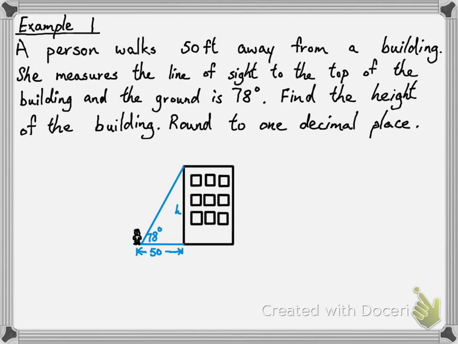We begin to think of what trigonometric function of the angle will use the opposite side and the adjacent side. Correct, it is tangent. To set up this problem, we will have tangent of 78 degrees equals opposite side h over adjacent 50. Now to find h, we will have 50 multiplied by tangent of 78 degrees.